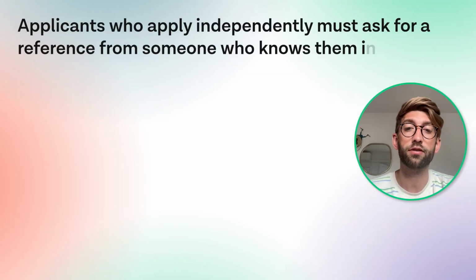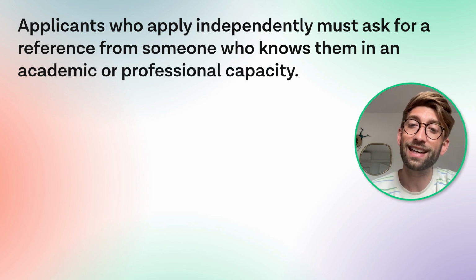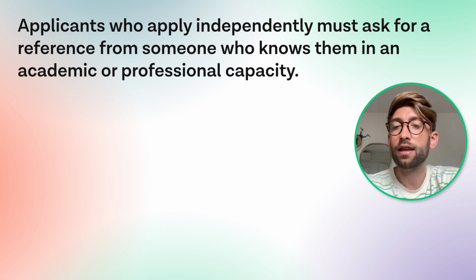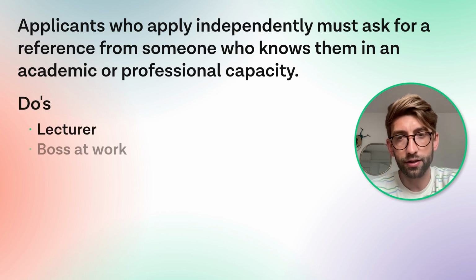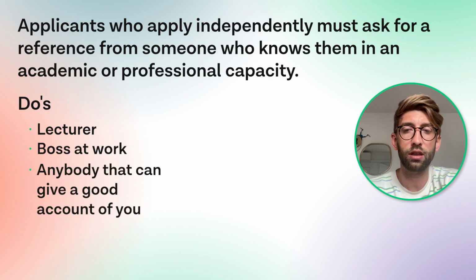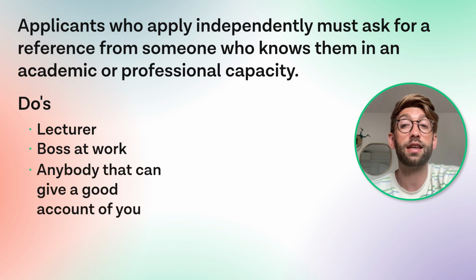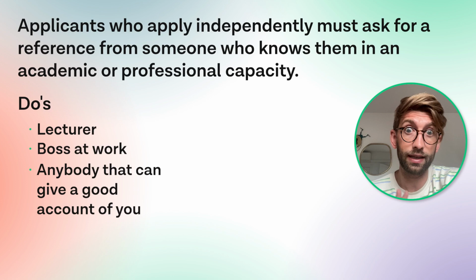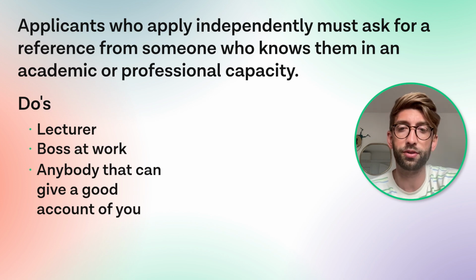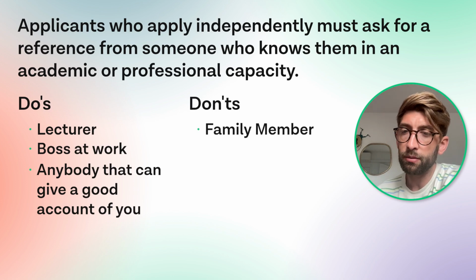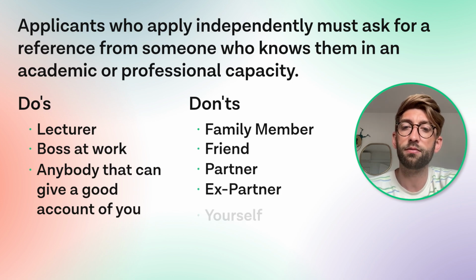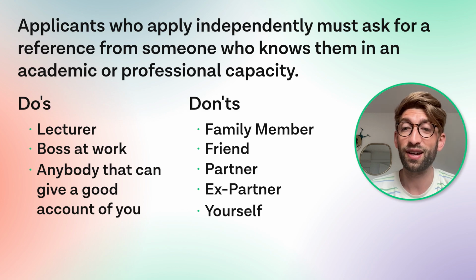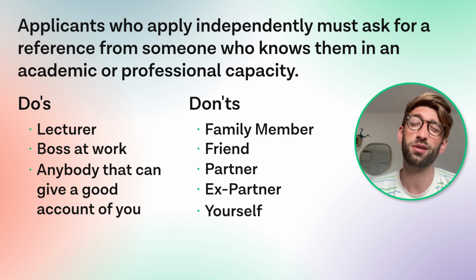So applicants who apply independently must ask for a reference from someone who knows them in an academic or a professional capacity. So it can be a lecturer at university if you're studying, it can be a boss at work. It's anybody who you think will give a good account of you. And like I said, we've got a video just to explain exactly how to choose a good referee and what you should do as well. But anyway, it must not be a family member, friend, partner, or ex-partner, and they must not write it themselves. Because if I were to write my own reference, I might be inclined to exaggerate how good I am.